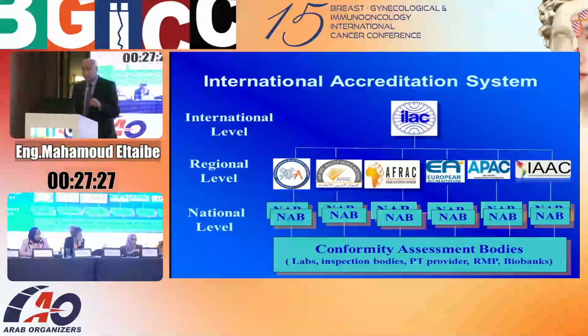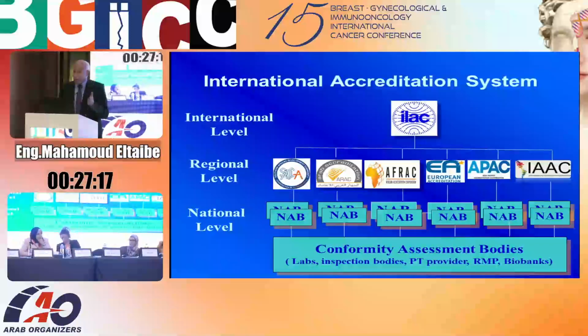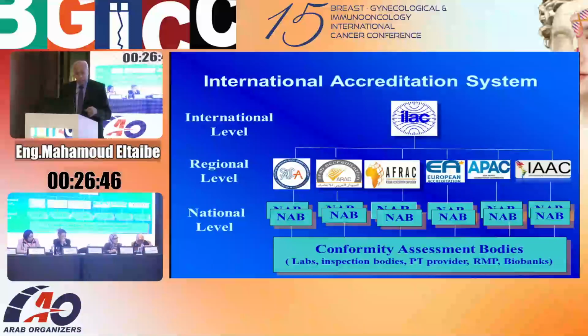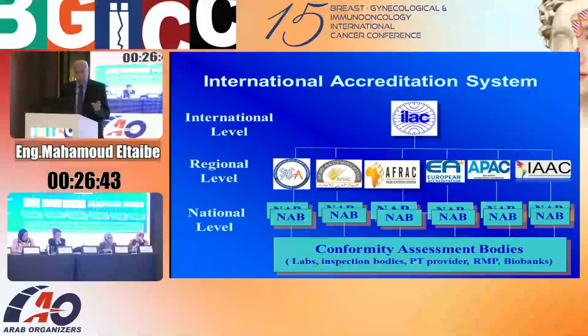The role of the national accreditation body in each country is mainly to assess the competence of the conformity assessment bodies, including calibration labs, testing labs, biobanks, proficiency testing providers, or reference material producers. After assessment, they ensure the quality of services provided by those conformity assessment bodies to the customers. So who is responsible for evaluating the national accreditation bodies in the world? This is the role of the regions, or what we call regional cooperation bodies.